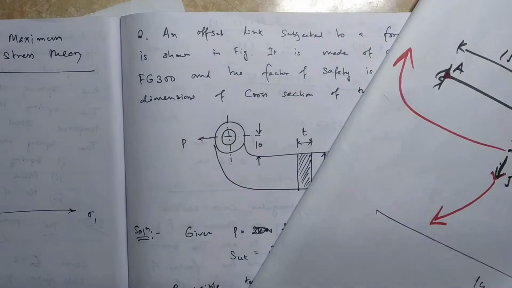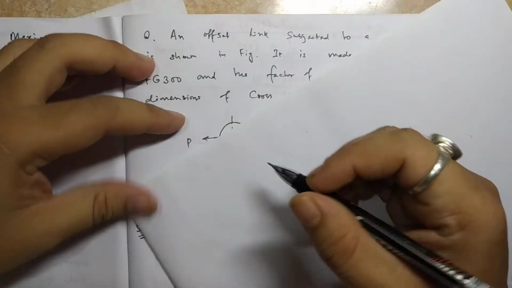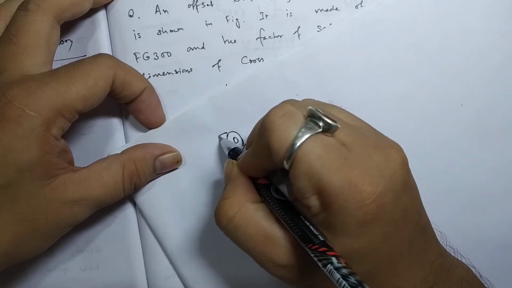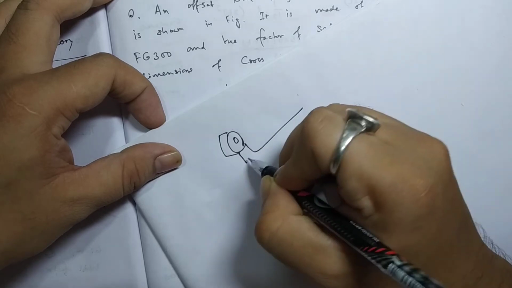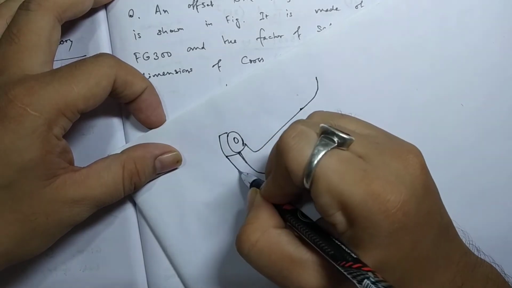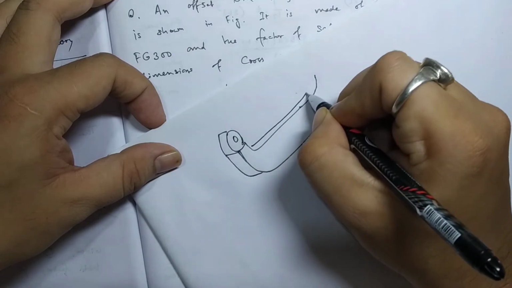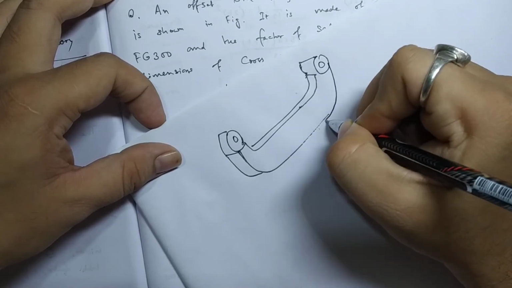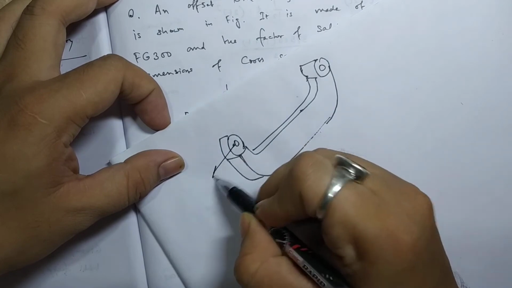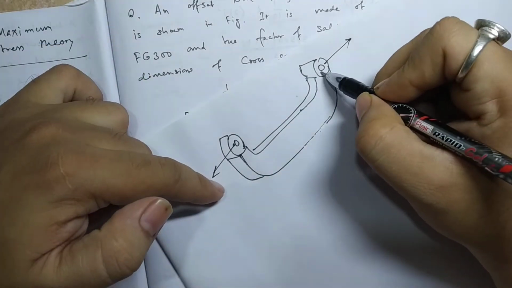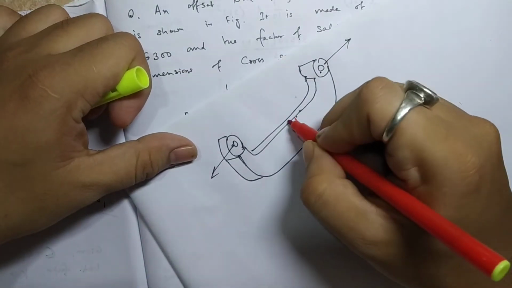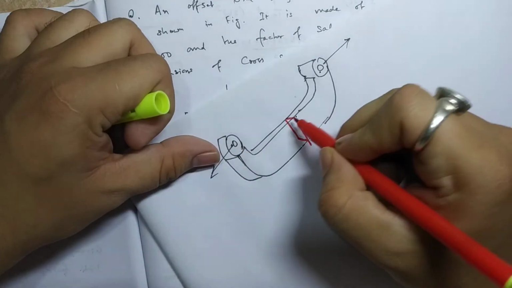Alright, so I'll show you this. Okay, pay attention please. This is the 3-dimensional figure of your offset link. You understand? Here we are pulling along this line and at these two points. Its cross section, this is the cross section, right? All of you know this is the cross section.